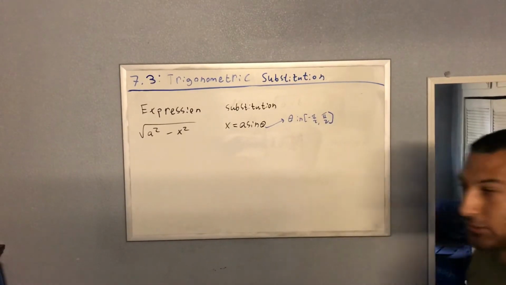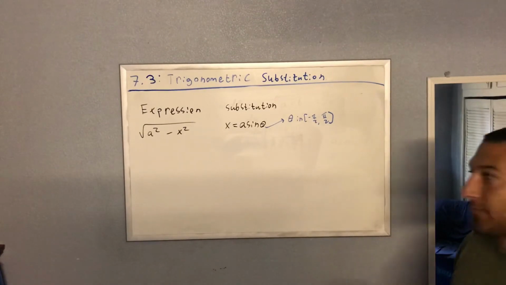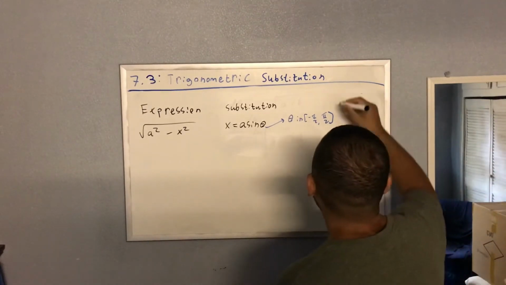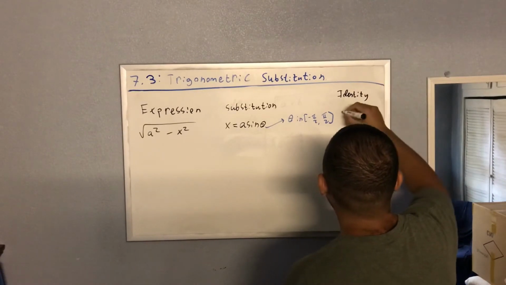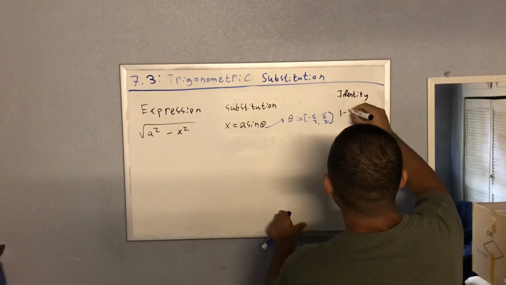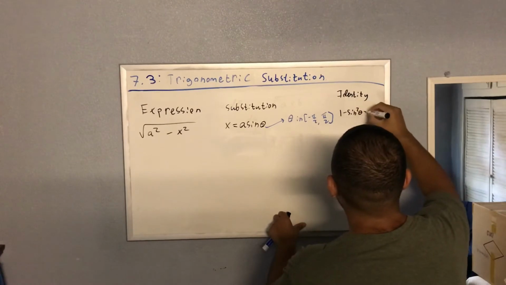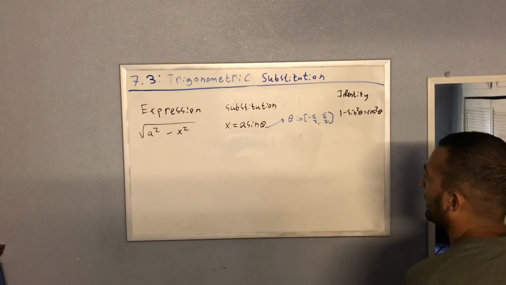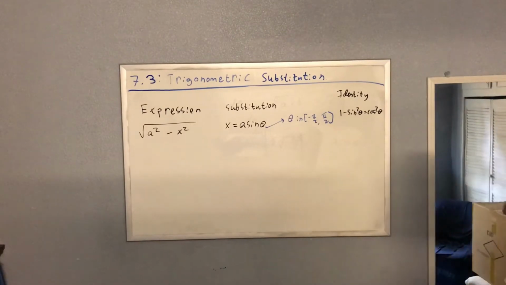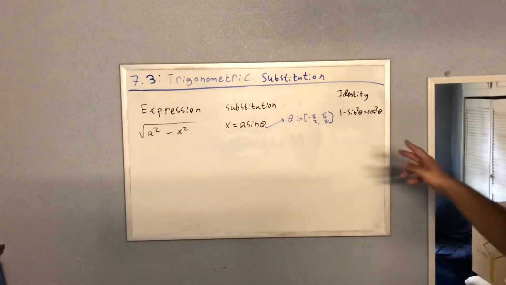And then this substitution works based off the following identity. So the identity that we use is 1 minus sine squared equals cosine squared. That's the identity that's being used. So we saw how that was used.